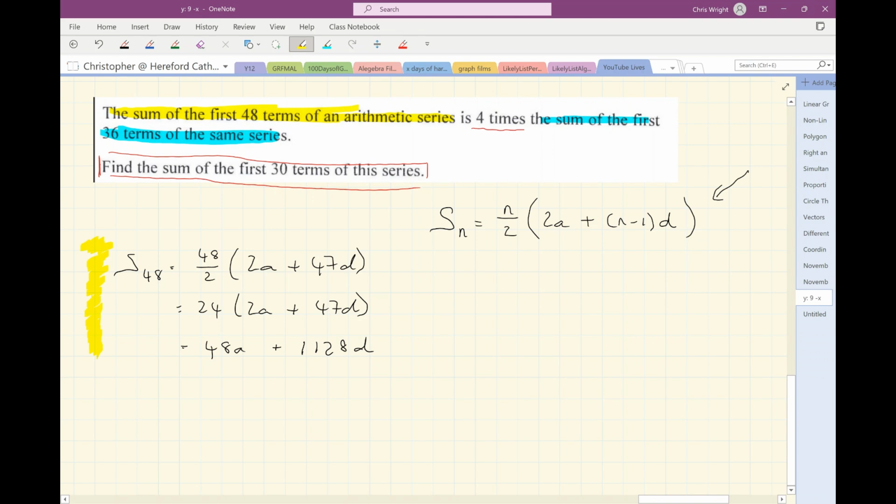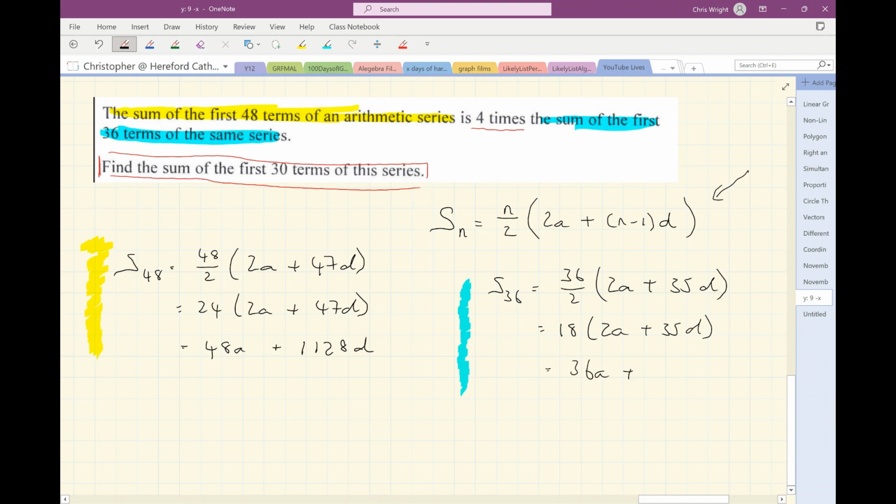And I'm told that that's equal to 4 times the sum of the first 36 terms of the same series. So over here, let's find an expression for the sum of the first 36 terms. 36 over 2 multiplied by 2a plus 35d. 18 lots of 2a plus 35d. 36a plus 18 times 35, 630d.